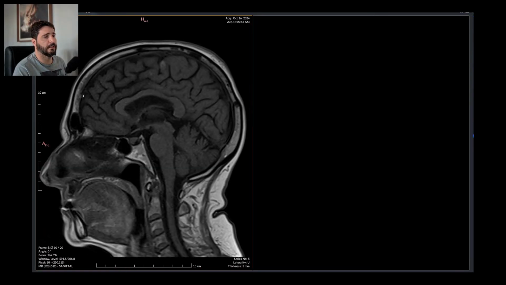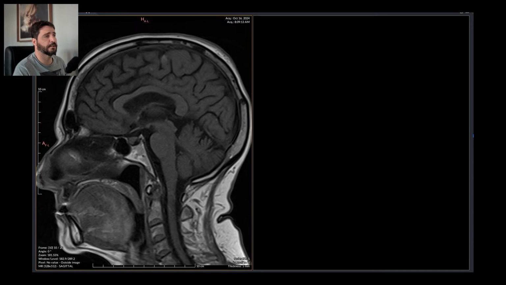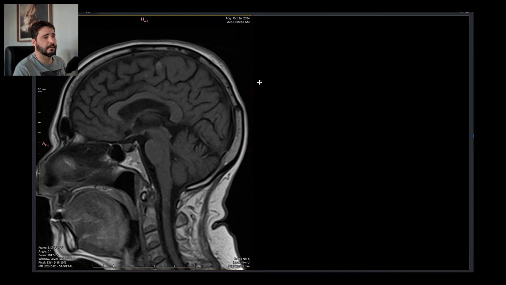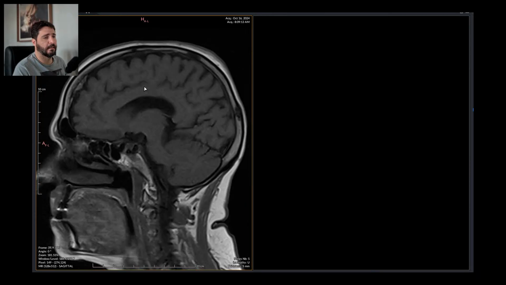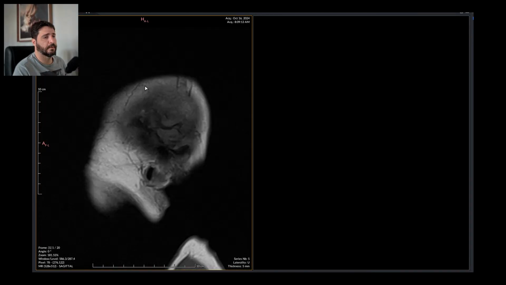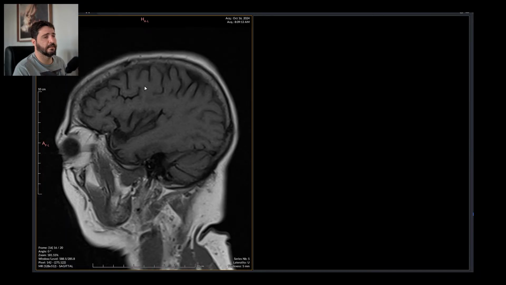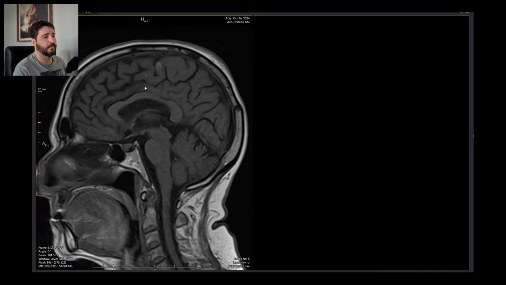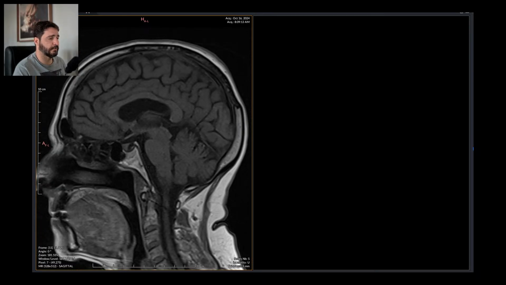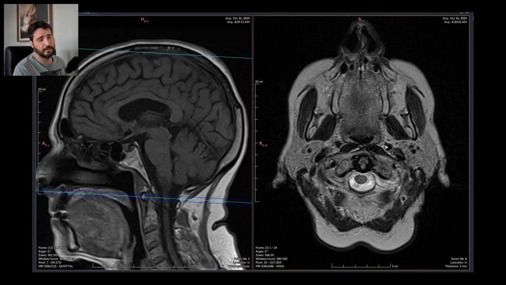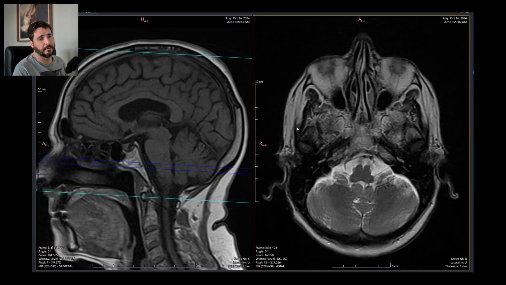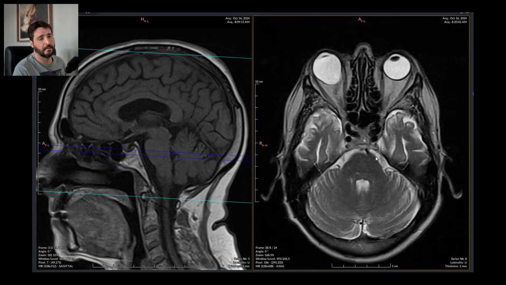Sagittal T1, right there, no fat saturation. This is fine. She definitely doesn't look like 77. This is quite a normal brain sagittal T1. Let me grab the T2. So this is an axial T2 because brain fluid is bright and fat is also bright. T2 seems fine.